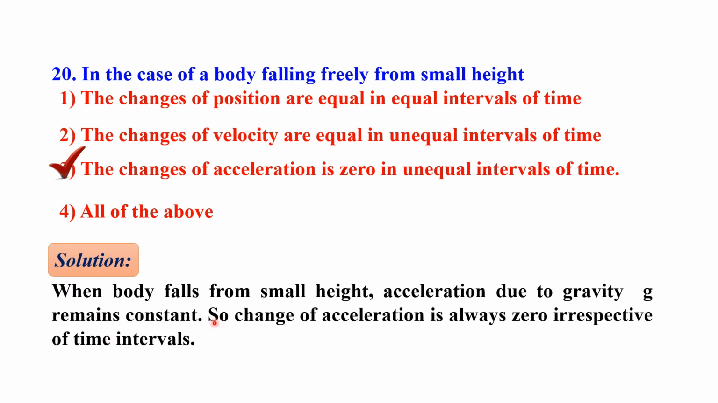When a body falls from a small height, acceleration due to gravity g remains constant. So the change of acceleration is always zero irrespective of time intervals. So in the case of a body falling freely from a small height, the change of acceleration is zero in unequal intervals of time. Okay, the third option is correct.